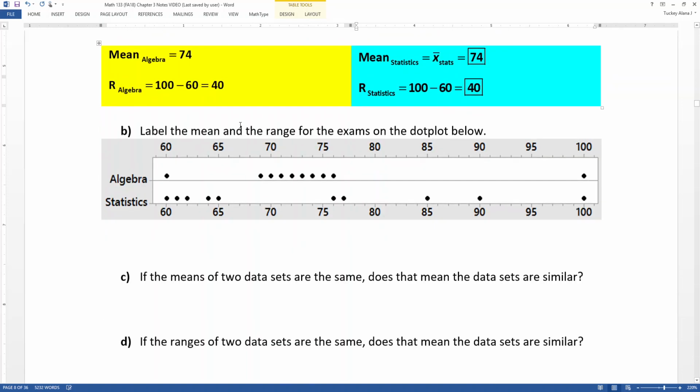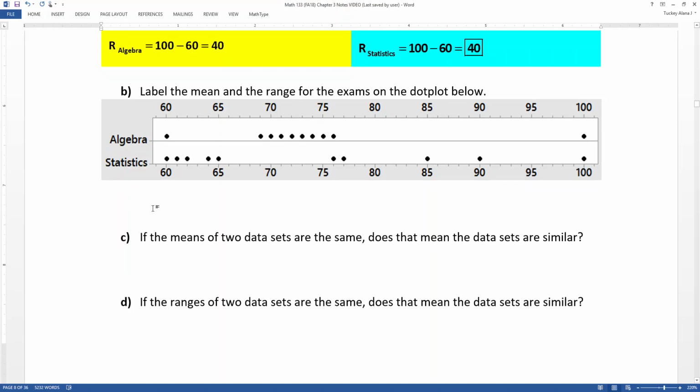All right, now we're going to label the mean and the range on the dot plots below. So you can see the algebra test is up on top. Those 10 dots represent those algebra exams. And the statistics exam is the bottom row of dots. And you can see the stats exam has a lot more variability in the numbers, which is what we're going to talk about in a second.